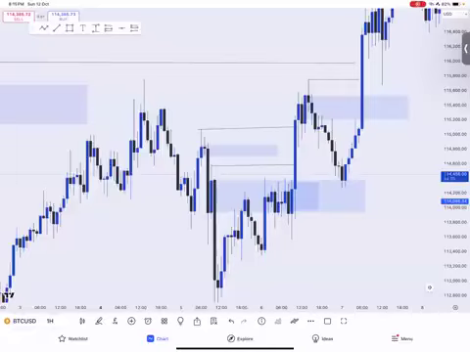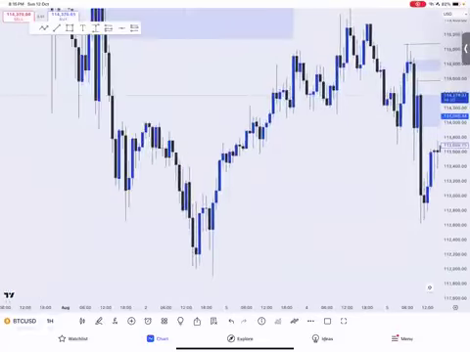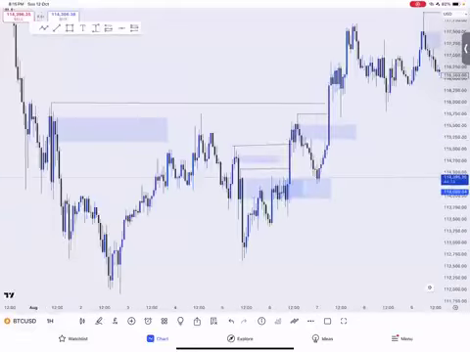I'm just telling you that the moment this high here was taken out, and then this high also was taken out, the body of this high and the body of this high all become points of interest that you can use as your entries. Same way here.